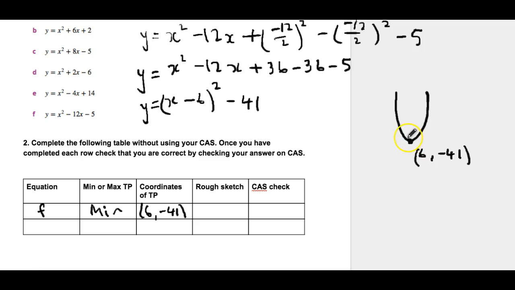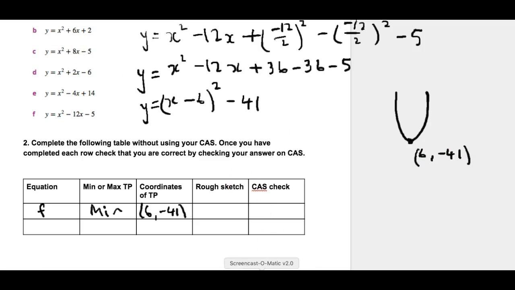If you wanted to do a rough sketch, you should really find the x-intercepts and the y-intercept as well. I'm not going to do that for this one. I'll show you on CAS. So we're just looking at the turning point here.